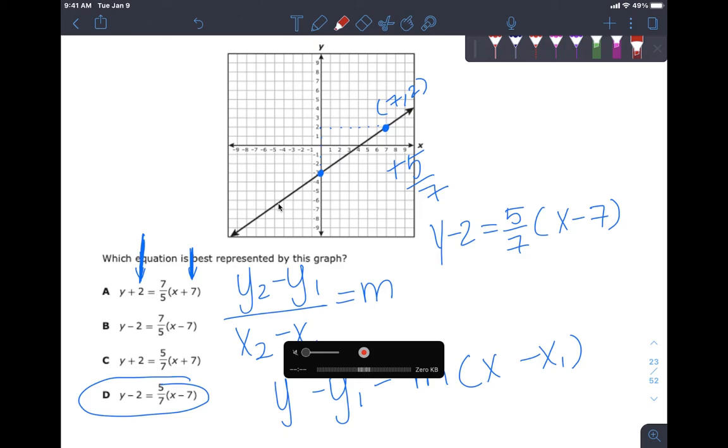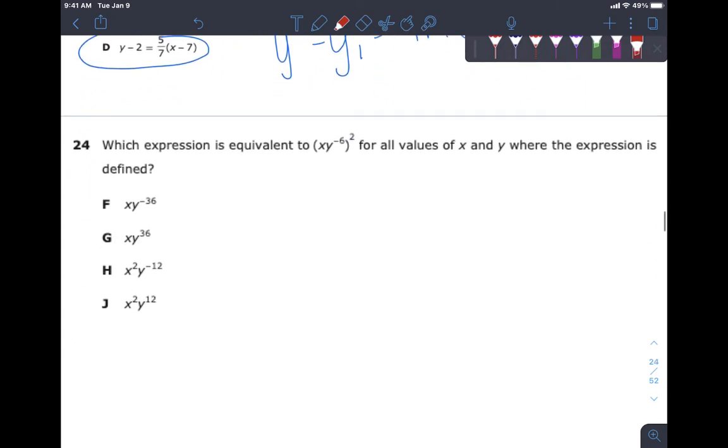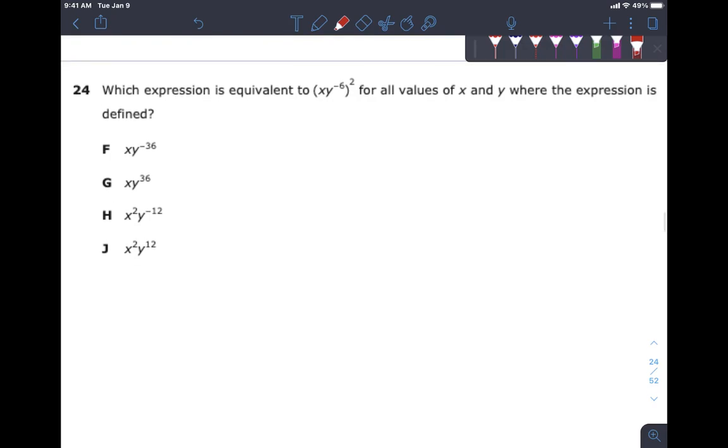So lots of different ways, but I think what I just showed you here would be probably the easiest thing for all of us to do. Okay, so let's take a look at number 24. This one is asking which expression is equivalent to that statement for the values of x and y where the expression is defined. Fancy way to say, hey, can you reduce this for me?